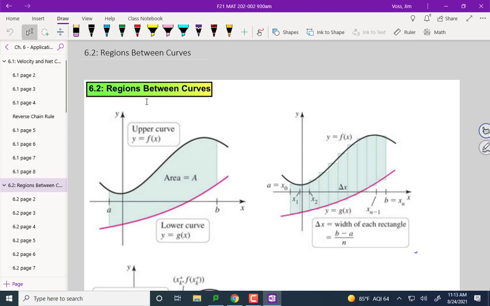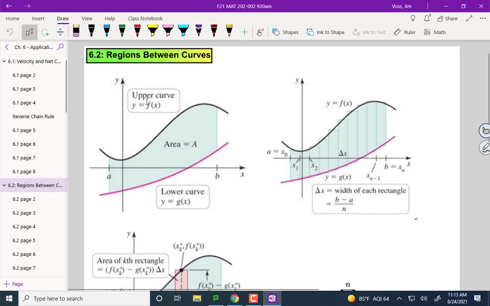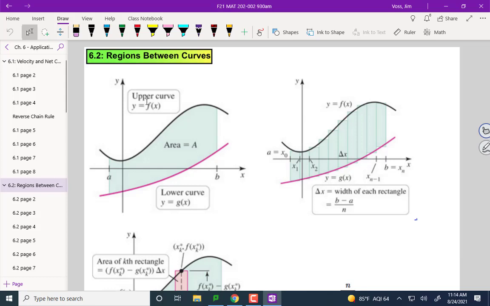Did you all do any area between curves in Calc 1? Sometimes it's covered, sometimes it's not. Some of you have done it, some haven't. So it should be pretty intuitive once you get the idea of what an integral represents. So the integral of the black curve here would find the area beneath that curve. And the area that is in here is going to be minus 1 times the integral of the red curve.